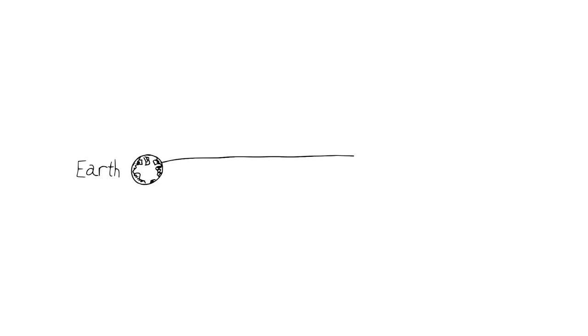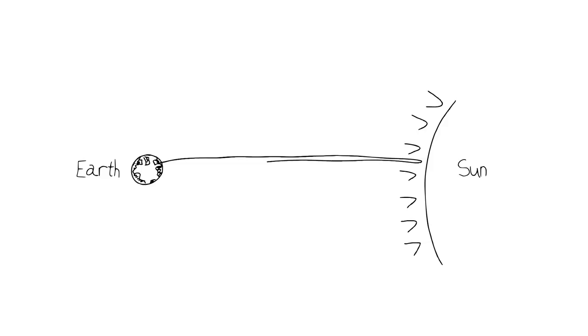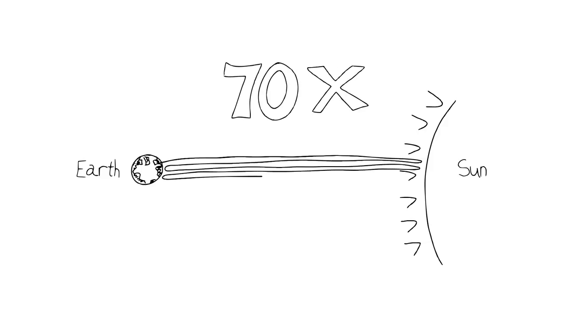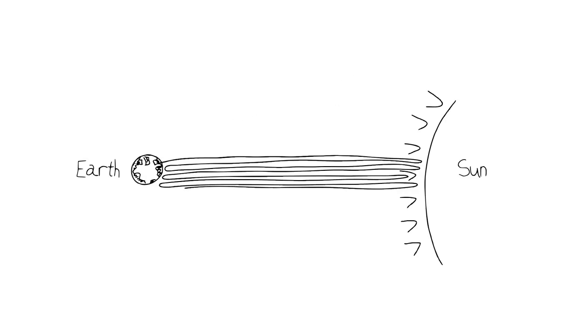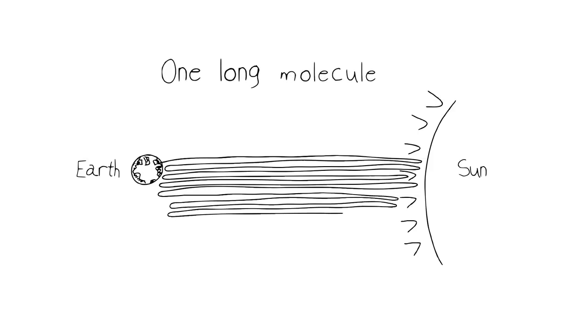If you add up DNA lengths from all the cells in a human, that's roughly a long enough string of DNA to go back and forth between the Earth and the Sun 70 times. So this is a very, very long string. But it's a very, very long, thin string that, as I said, is one long molecule.